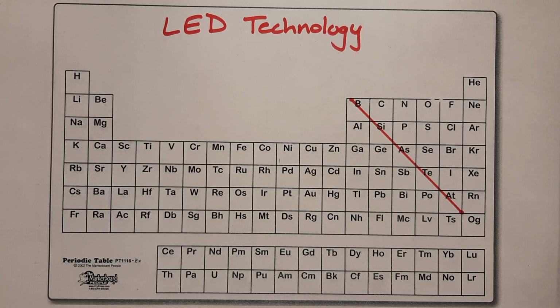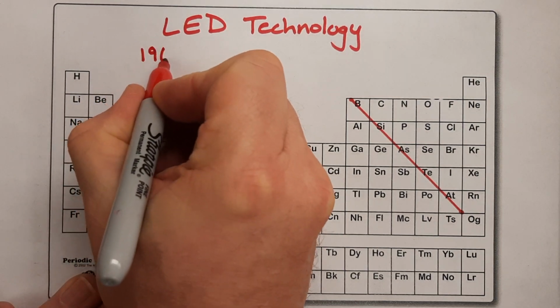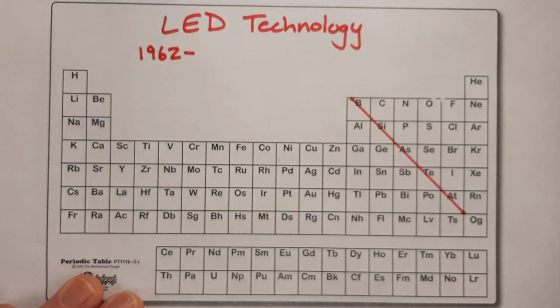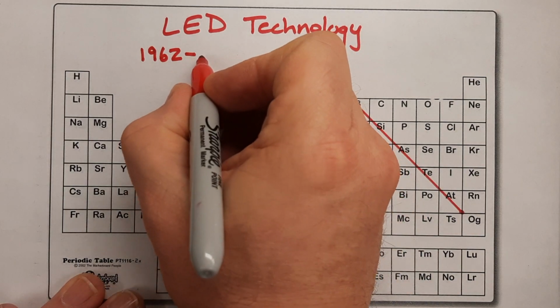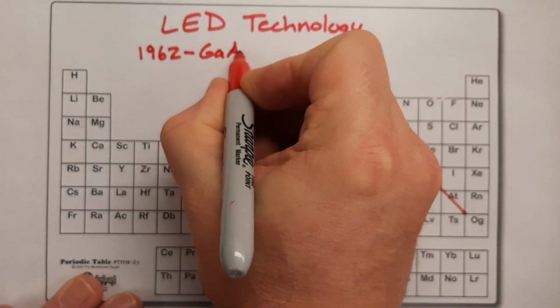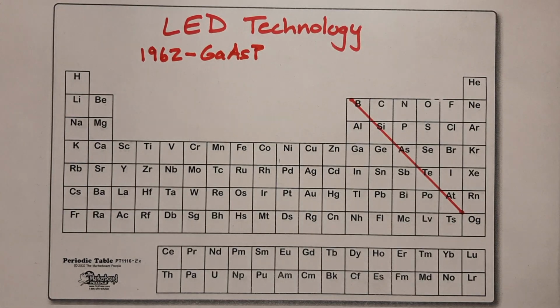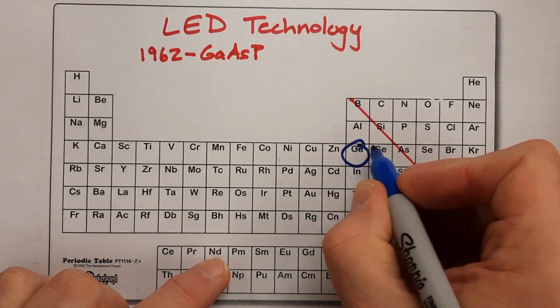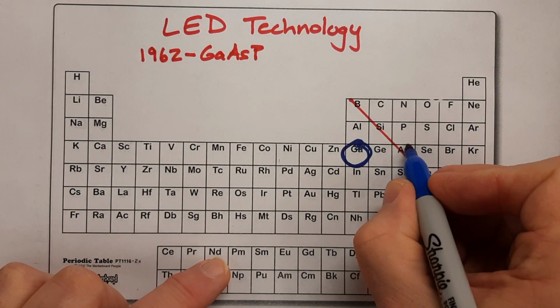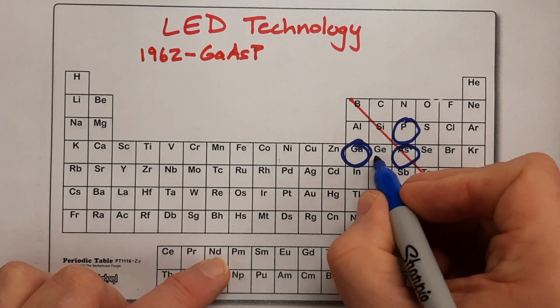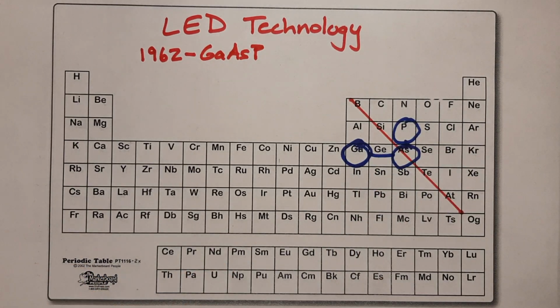So, just starting off here, let's see, 1962, they came up with this technology called GaAsP. Okay, so that's gallium arsenide phosphide. And so gallium is right here, and arsenic is right here, and phosphorus is right here. By combining these three, gallium, arsenic, and phosphorus, they were able to create the first red LED.